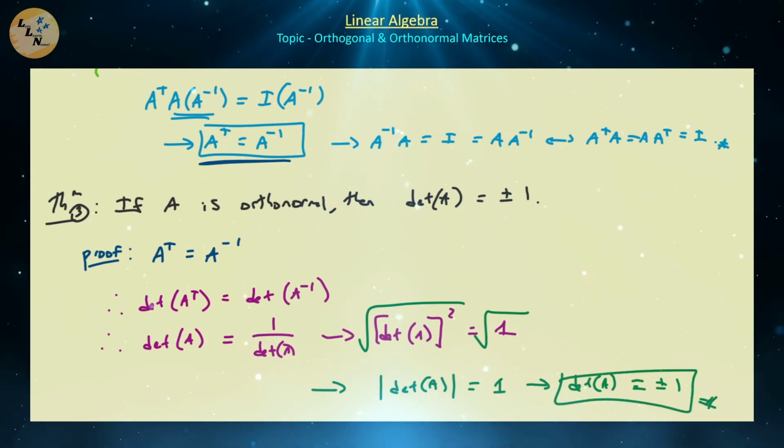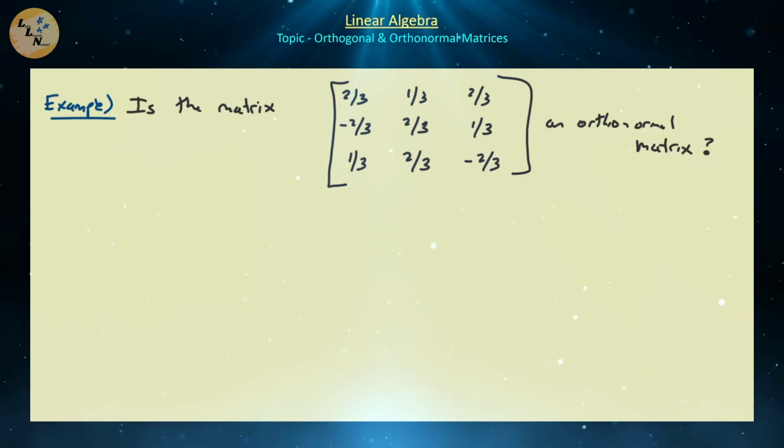So these two theorems are very, very special when it comes to orthonormal matrices. Now that we have a theoretical understanding of orthogonal and orthonormal matrices, let's look at an applied example. Suppose we have this 3x3 matrix given as so. Let us assume we want to find out, is this matrix an orthogonal matrix? Moreover, is it an orthonormal matrix? So how do we go about finding that?